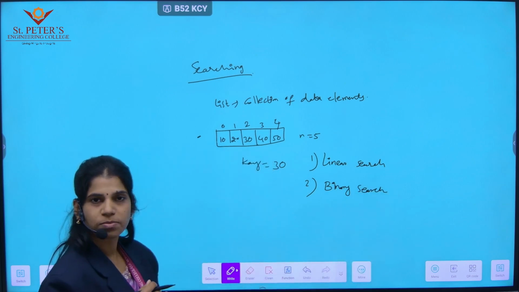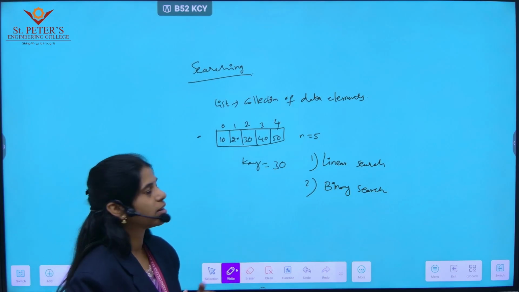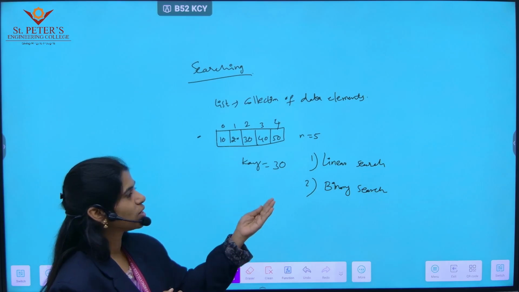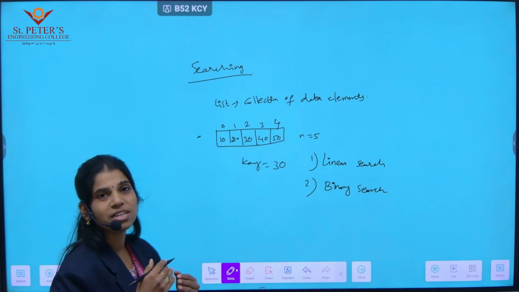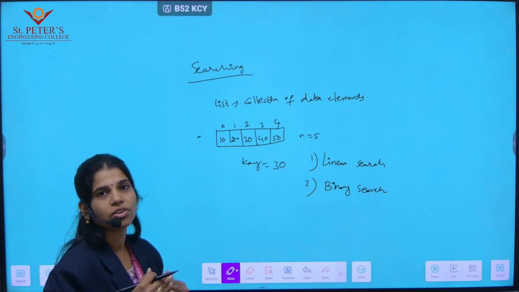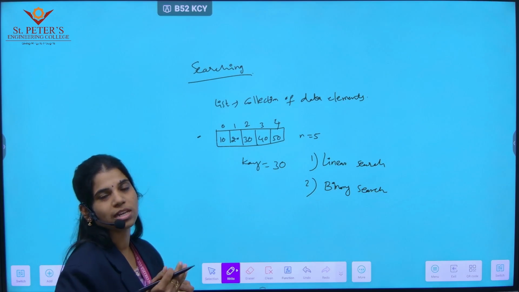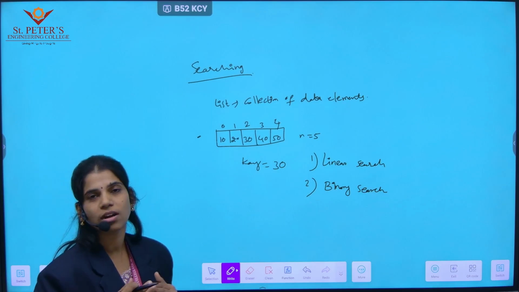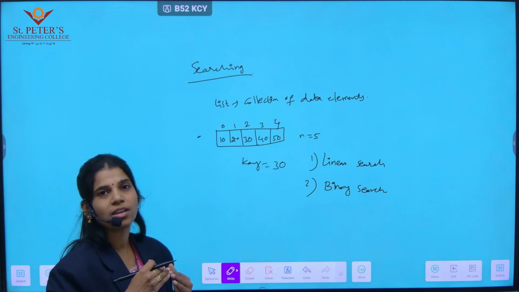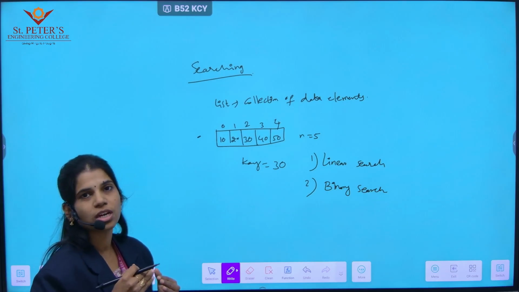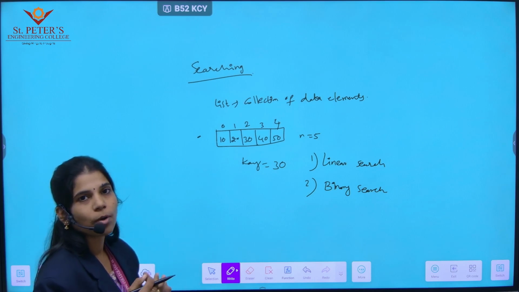Two types of techniques are there to search for an element: linear search and binary search. Coming to the first one, linear search means sequential, one after another, we compare our key value with those elements to see if it is equal or not. If it is equal, then the element is found at that particular location. Otherwise the element is not found, and that is printed on the monitor.